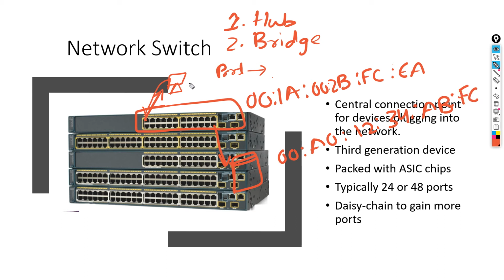So when this PC wants to communicate to the server, if it was a bridge, the bridge will receive the frame on its port, and it will know exactly where this server is, and it will directly send the frame to that port, without disturbing others on the segment. So next, the third generation would be our switch, right?